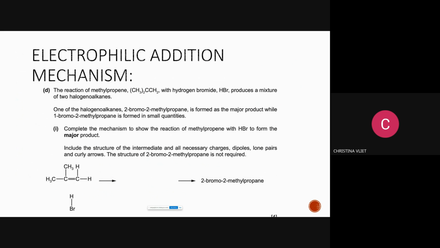Electrophilic addition mechanism. This is a mechanism from last year, but I wanted to compare and contrast this to the mechanism we're going to learn today. So I want you to take a moment with a pencil and see if you remember how to do this mechanism. There are 4 marks here. See if you can earn any of those marks. I'm going to give you a couple of minutes to try it before we get started.